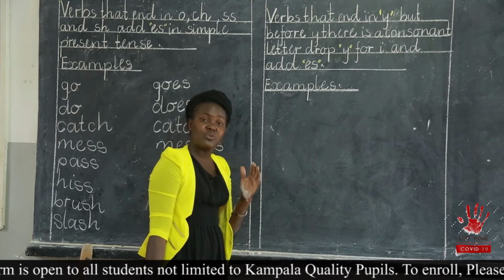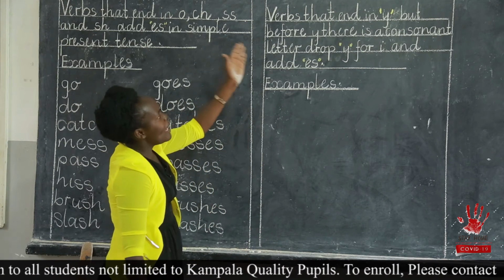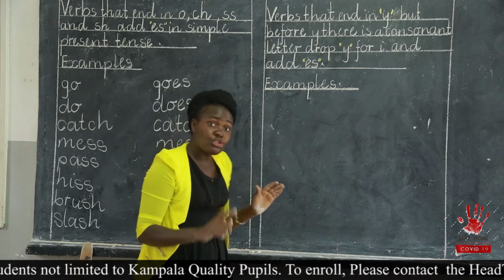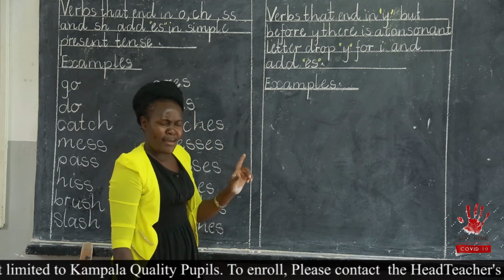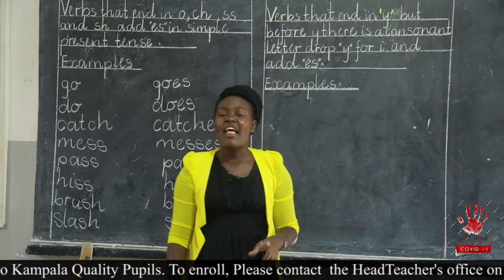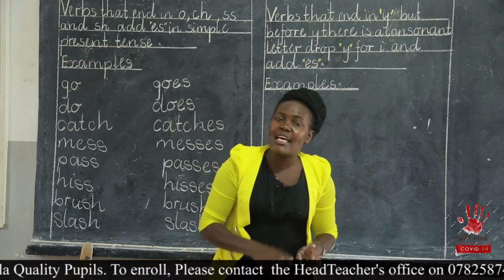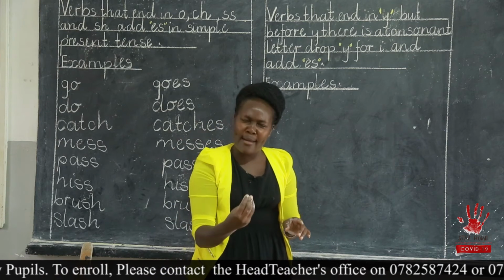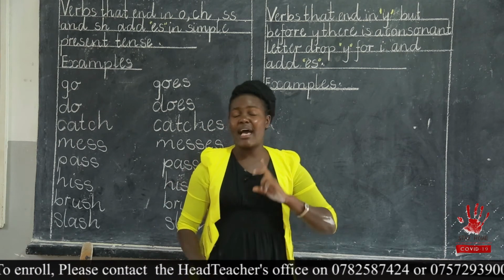When we are to change them to simple present tense, what happens? The principle is this. Verbs that end in Y, but before Y, there is a consonant letter: drop Y for I and add ES. What do I mean? There are those verbs that end in Y. But having found out that that verb ends in Y, look at that letter before Y. Find out, is it a consonant or is it a vowel?